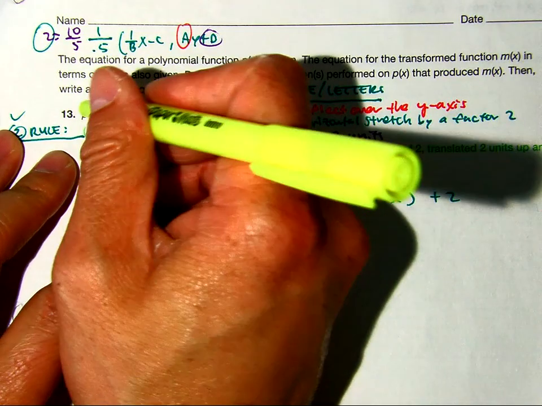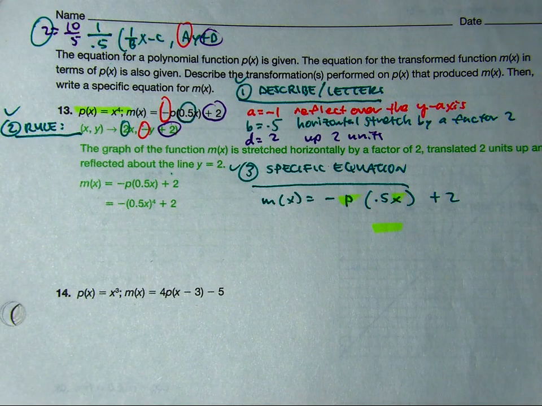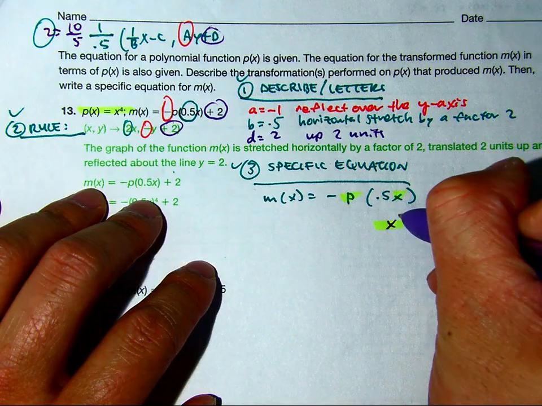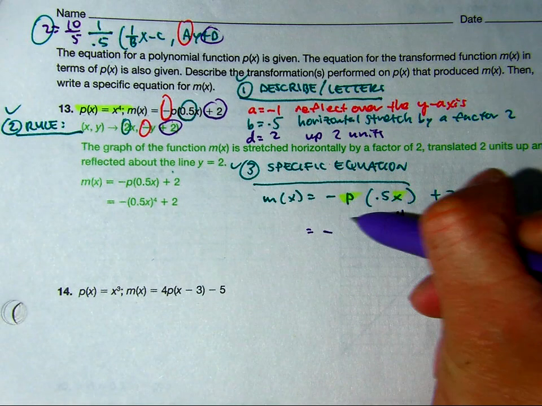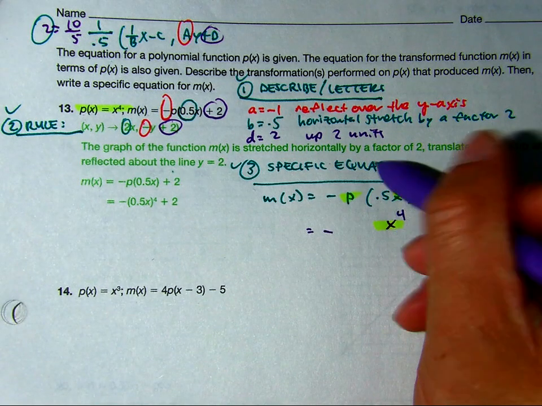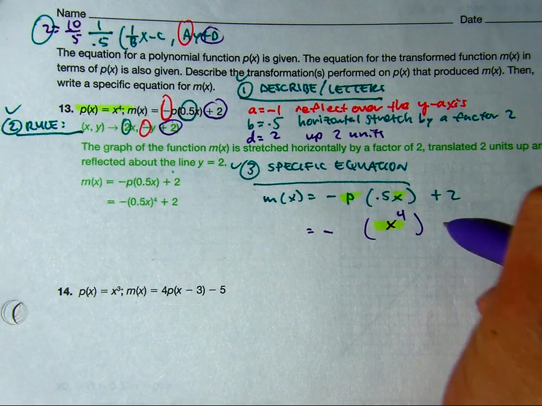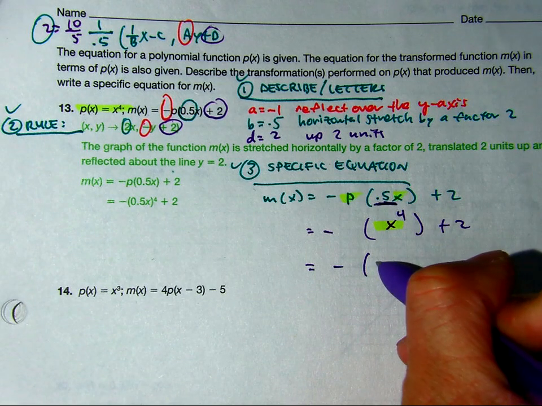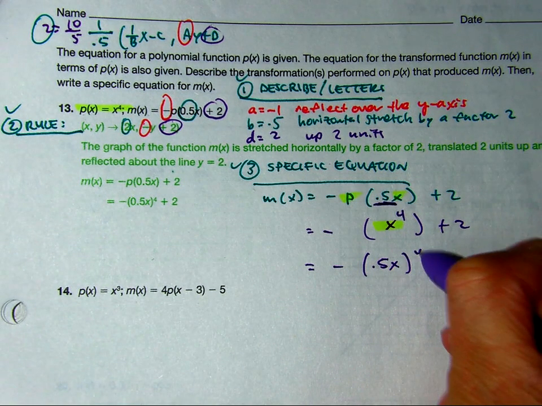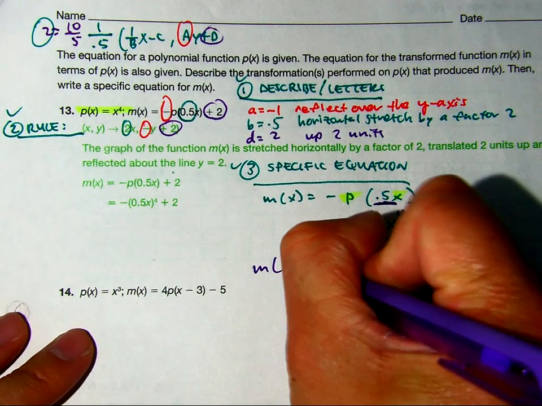So if I see P of X, class, what am I going to write there? X to the what? X to the power 4. So now I have negative x to the 4th plus 2. But they told me every x value you're going to put in 0.5. So 0.5 x to the 4th power plus 2. And this is our m of x.